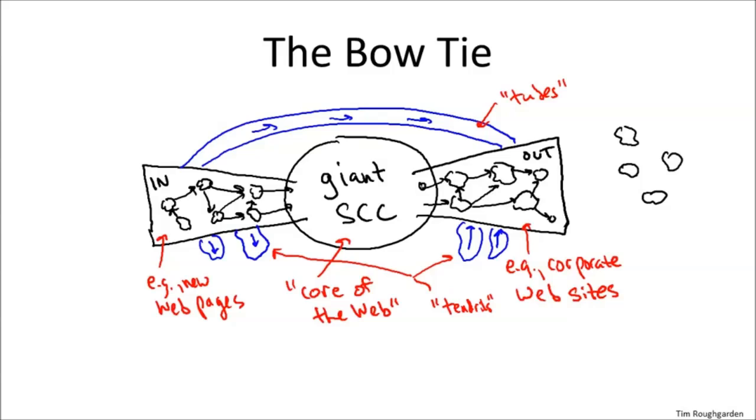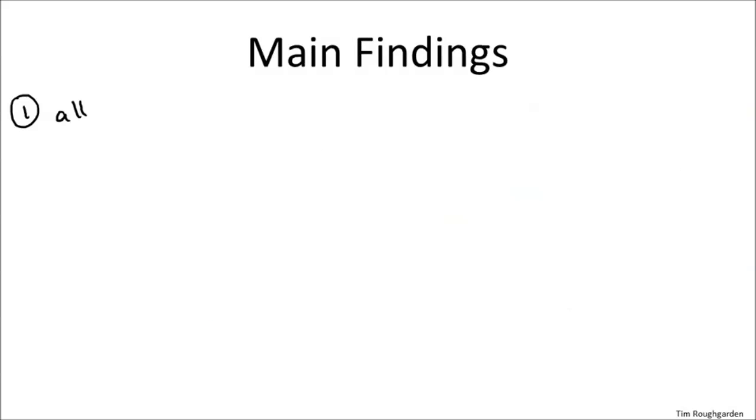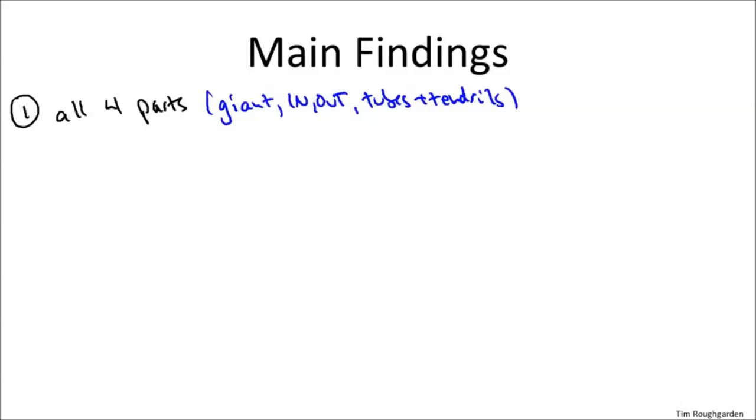So this is the picture that emerged from Broder et al.'s strong component computation on the web graph. And here's qualitatively some of the main findings that they came up with. So first of all, that picture on the previous slide I drew roughly to scale, in the sense that all four parts, so the giant SCC, the in part, the out part, and then the residual stuff, the tubes and tendrils, have roughly the same size. You know, more or less 25% of the nodes in the graph.